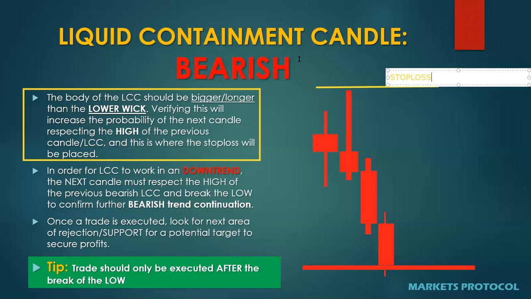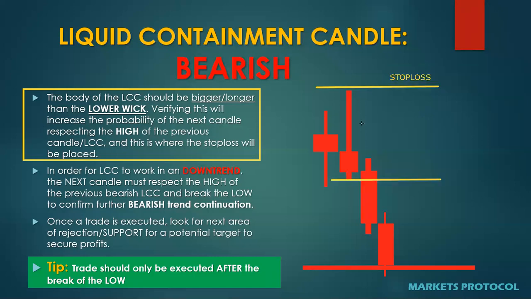Your entries will be executed once the next candle breaks the low of the previous one, which means breaking the low of the liquidity containment candle. So this is going to be your entry. Take profit will be the next or upcoming nearest area of rejection, which is going to be your support level since we're trading a bearish liquidity containment candle. So this is going to be your take profit. Stop losses will be right here, entries, and your take profit.